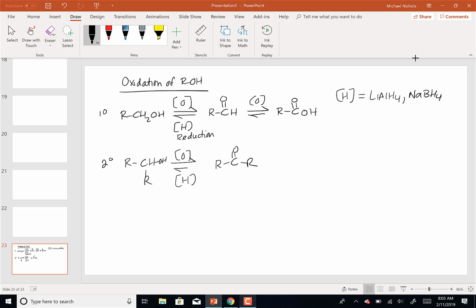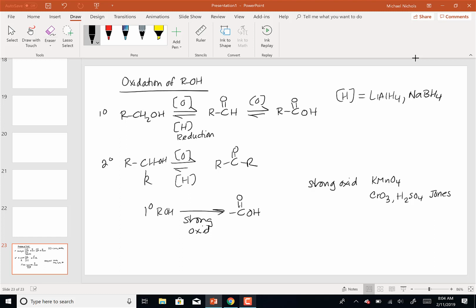So in terms of oxidation, whenever you oxidize a primary alcohol, typically if you use a strong oxidizer, it'll go all the way to the carboxylic acid. It doesn't stop at the aldehyde. It still goes from primary to aldehyde to carboxylic acid, but you can't stop. So what are our strong oxidizing reagents? They are usually things that have metals in them. Potassium permanganate would be a strong oxidizer. Chromium trioxide and H2SO4 is called the Jones reagent.